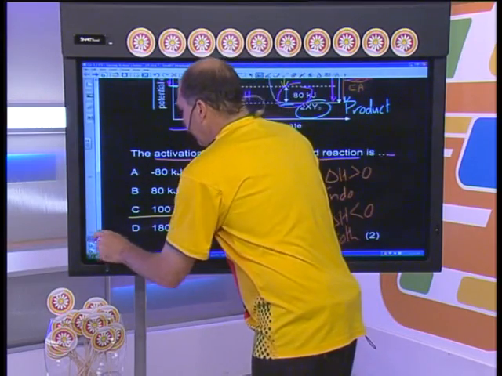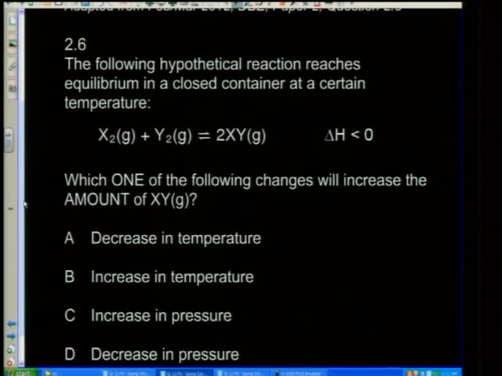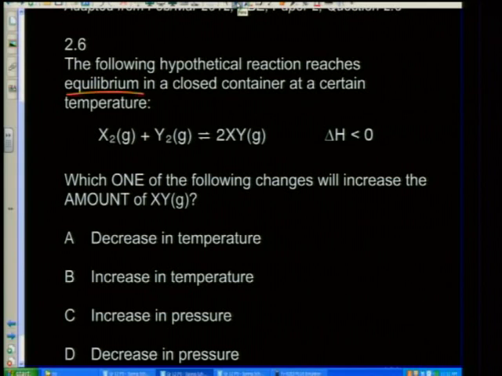Let's do the next one. I think we've got time for this one because I think it's quite straightforward. So here we go. We're told another hypothetical reaction reaches equilibrium in a closed container at a certain temperature. Here it is, X2 gas, Y2 gas, 2XY this time, and we're told delta H is negative, less than 0.